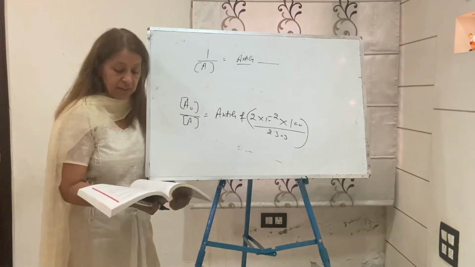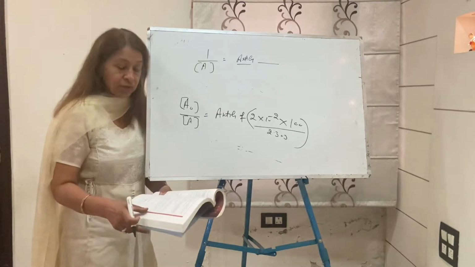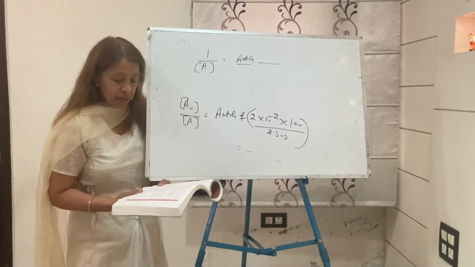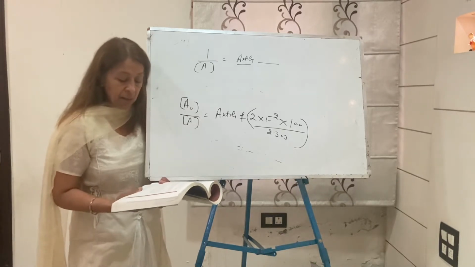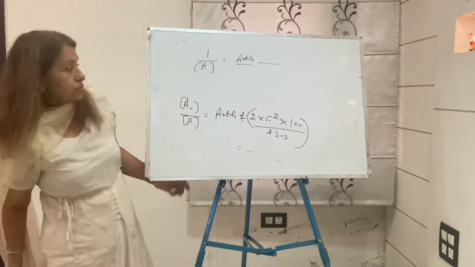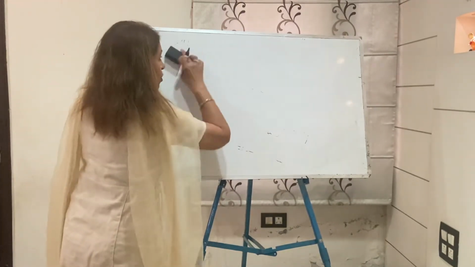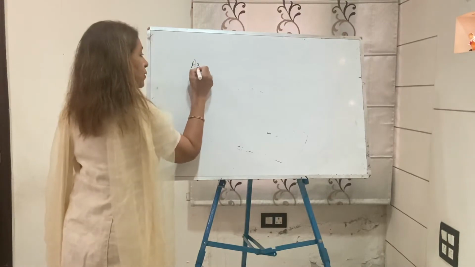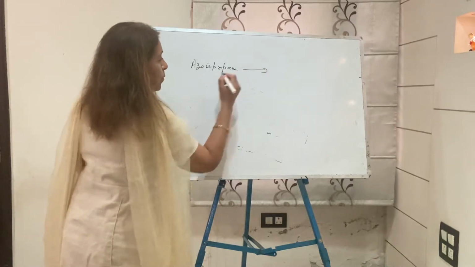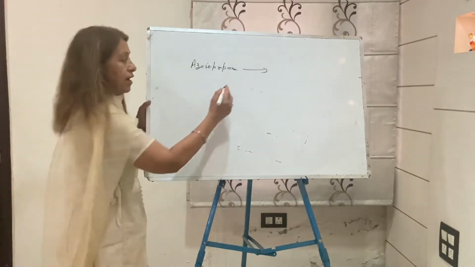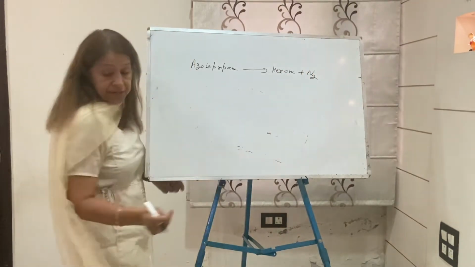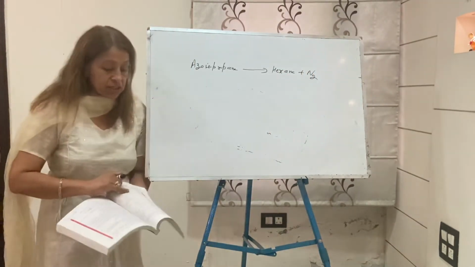Now I am taking a very important numerical. Numerical number 20 I am taking; 21 you will take yourself. In numerical 20 there is a decomposition of azoisopropane. When decomposed, it gives you hexane and nitrogen, and it is given that it is a first order reaction, along with a table.